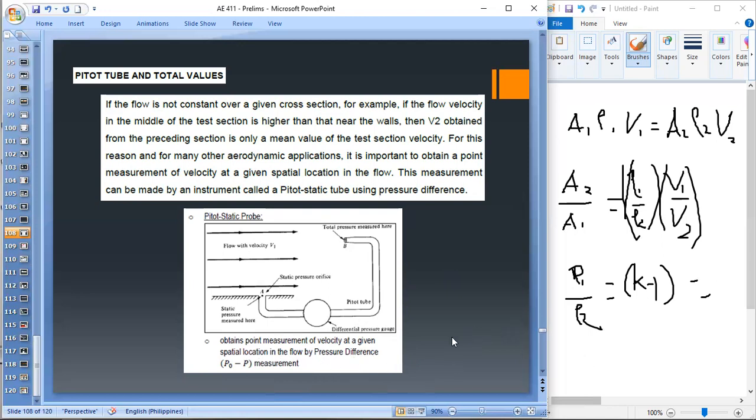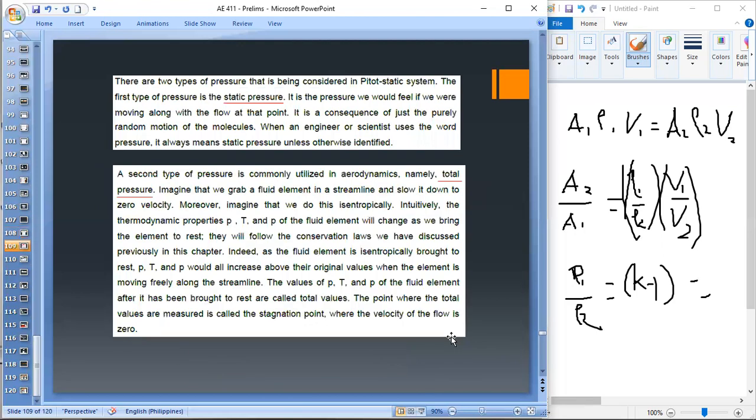Okay? And then mayroon tayong 2 types of pressure na ginagamit, and one is the static pressure. It is the pressure we would feel if we were moving along with the flow at that point, the consequence of just the purely random motion of the molecules. So when an engineer or scientist uses the word pressure, it always means static pressure unless otherwise identified. So sinasabi naman yan kung anong klaseng pressure siya. So kapag lumabas sa problem, kapag sinabi pressure, then static pressure yun, unless identified siya like your dynamic or your total.